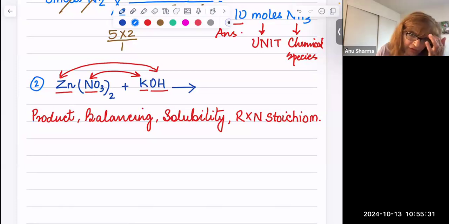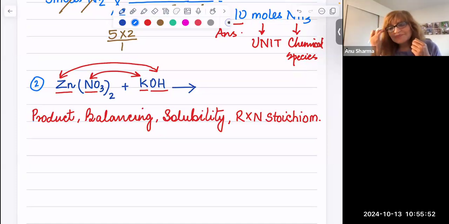Okay, so zinc hydroxide is correct, but the other one is not. Remember, metals are always written first. Metals are always first, so fix it. Perfect, very good.